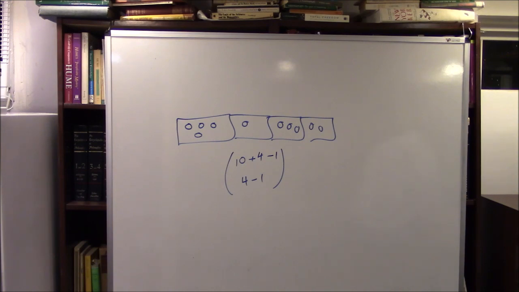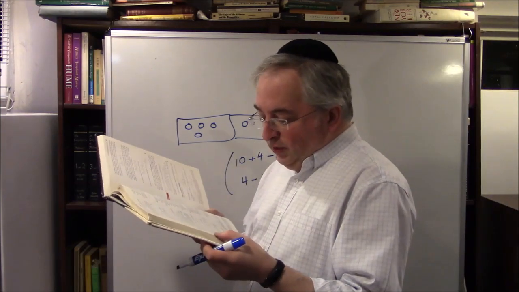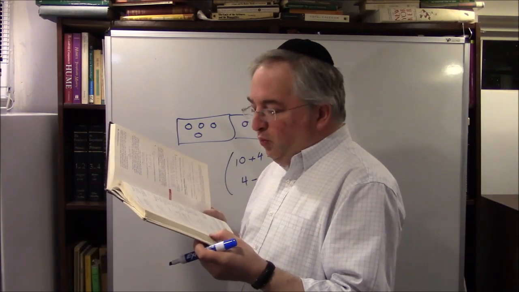Great. Let's do number 15. How many ways are there to put 14 objects in 3 boxes with at least 8 objects in 1 box?